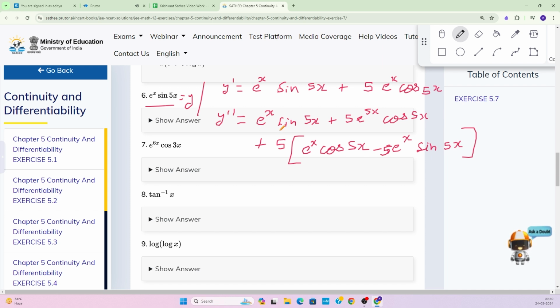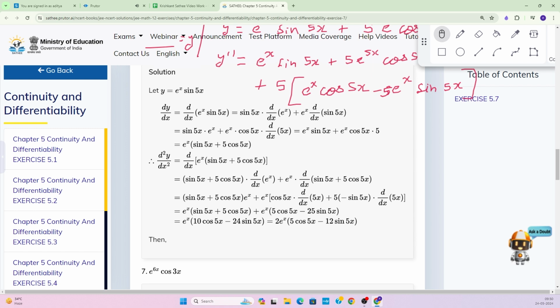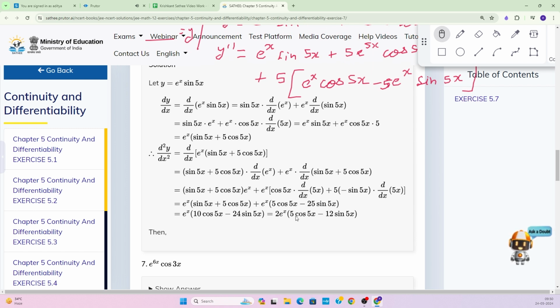As you can see, just very easy to see that 5e^x cos 5x, and this will also be 5e^x cos 5x. So this will become 10. Okay, and for this it will be 25e^x sin 5x, and this will be e^x sin 5x. So this will become minus 24. Okay, clear? So let me just show you what is happening. So as you can see, this will be 10 e^x cos 5x, and here it will be minus 24 e^x sin 5x. So taking 2e^x common, you will have this form.